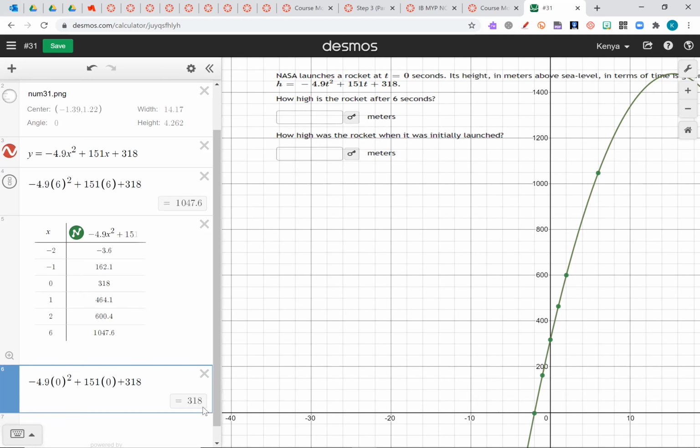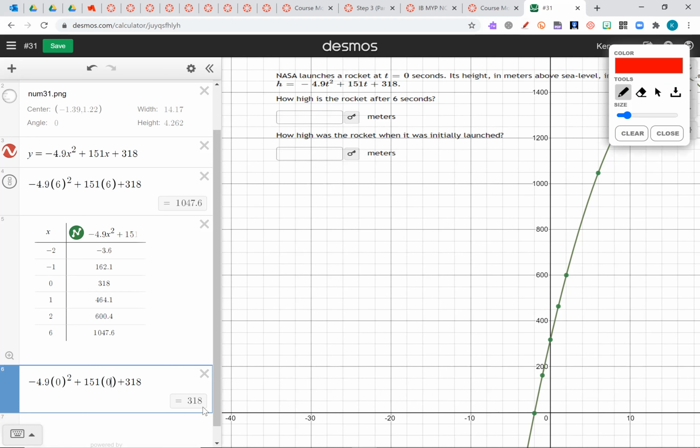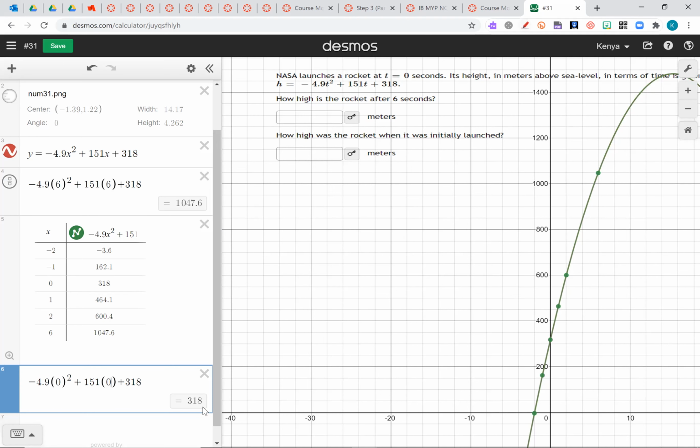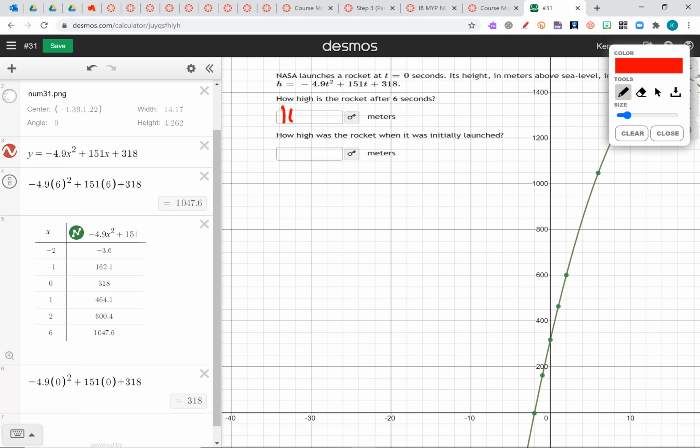So our rocket, after 6 seconds, is 1,047.6 meters off the ground. And how high was the rocket when it was initially launched? It was 318 meters off the ground.